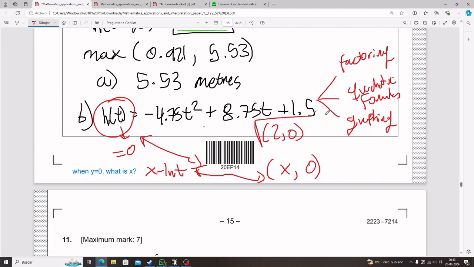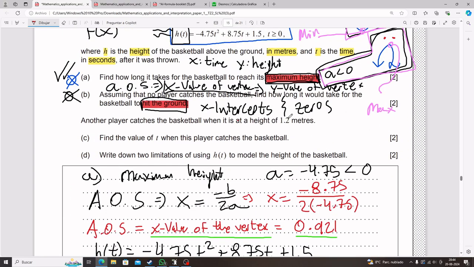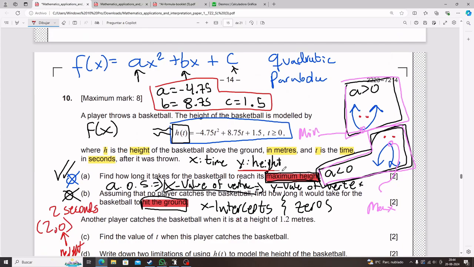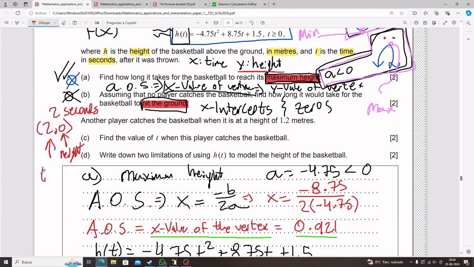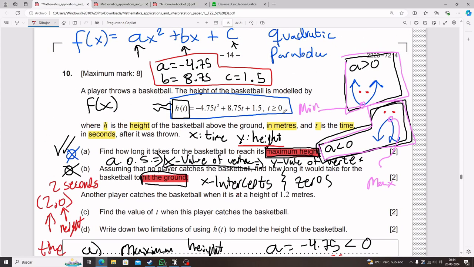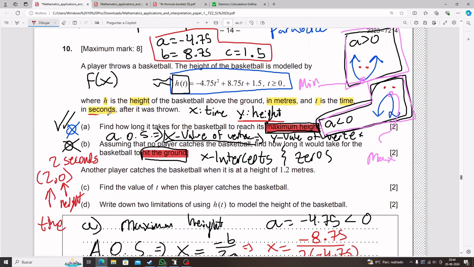See? And so if my 0, my x-intercept, is 2, 0 for part B, I can say, how long would it take for the basketball to hit the ground? It would take 2 seconds. Because if my x-intercept is 2, 0, the 0 is the height. As I mentioned earlier, y is height, and the x is going to be the time. So 2, follow the units. Units is seconds, so 2 seconds. See, that is for part B.